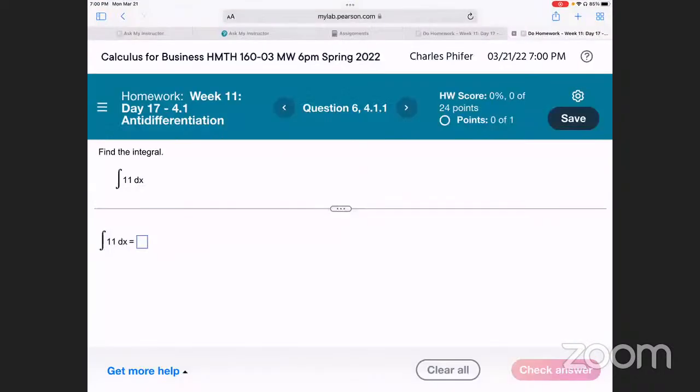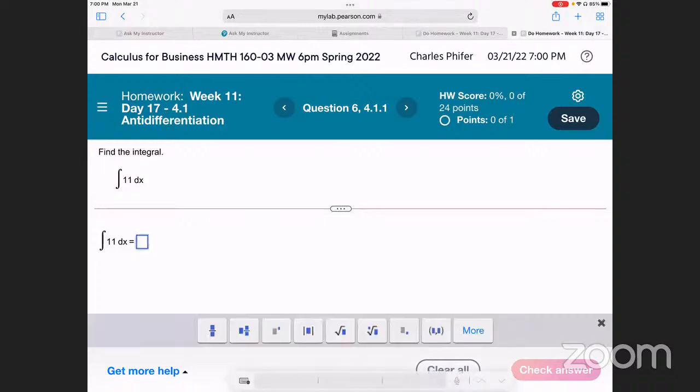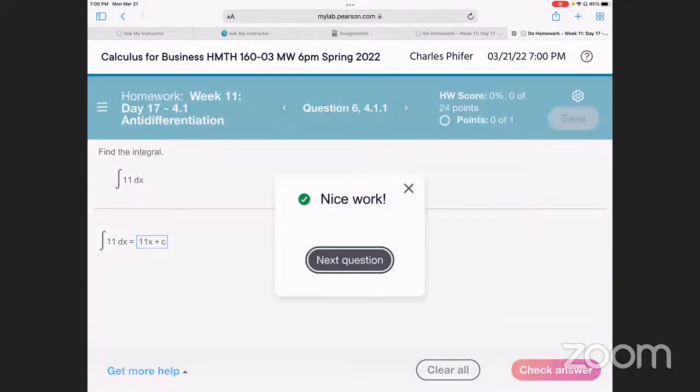Okay, so this is question 6. This is the first one from section 4.1, question number 1. Find an integral. This is the integral of a constant, so the answer should be 11x plus c. Let's see how it accepts it. 11x, let's do plus c. Okay, let's try another one.